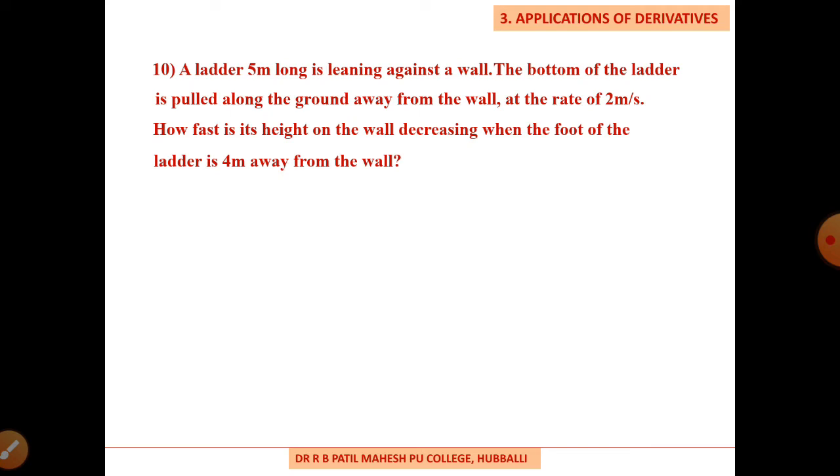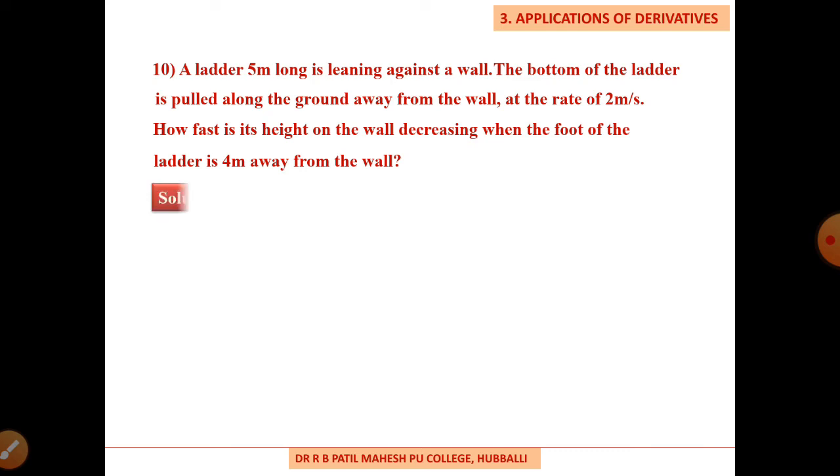See here, in this example, one ladder is there, that is the length of the ladder is 5 meter, and this ladder is leaning against a wall. The first thing is, the bottom of the ladder is pulled along the ground away from the wall at the rate of 2 meter per second. That is the change in the base, 2 meter per second. How fast is its height on the wall decreasing when the foot of the ladder is 4 meter away from the wall?